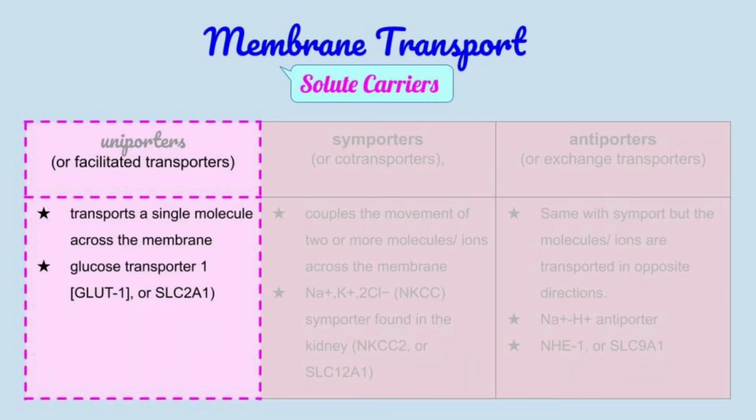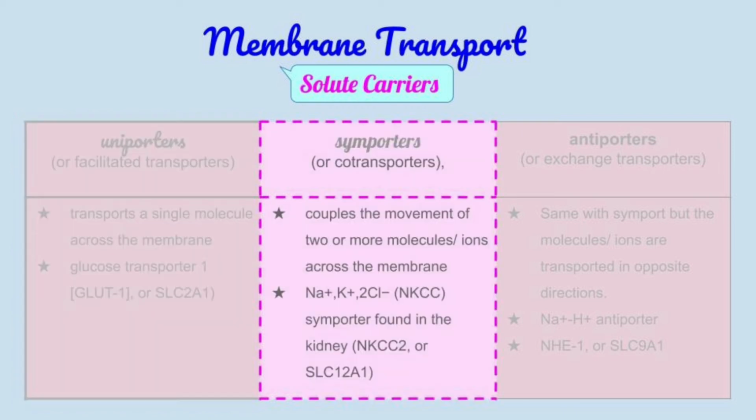The third transporter group are the solute carriers. These carriers can be divided into three groups according to their mode of transport. The uniporters, or the facilitated transporters, transport a single molecule across the membrane. An example is the transporter that brings glucose into the cell. Glucose transporter 1, GLUT1, or SLC2A1, is an important member of this group.